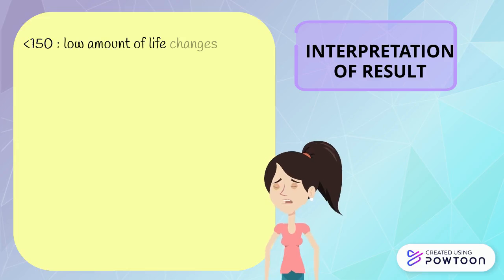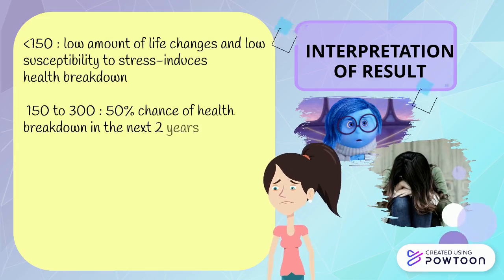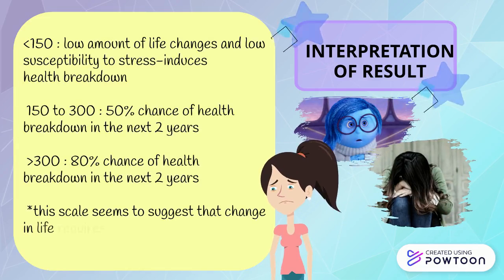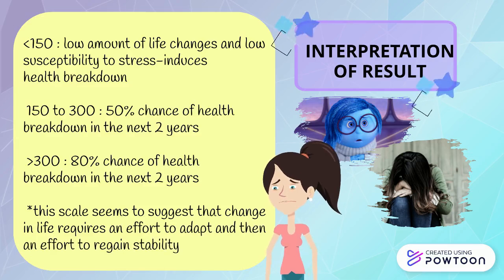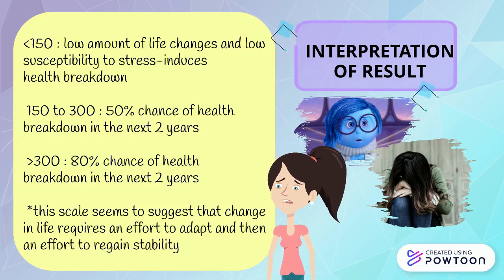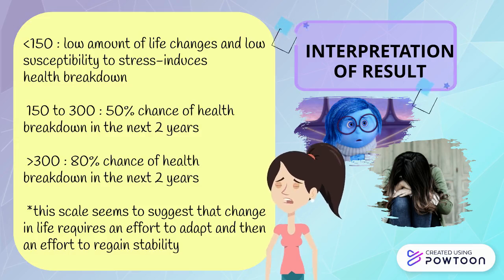Interpretation of result. If the score is below 150, there is a low amount of life changes and low susceptibility to stress-induced heart breakdown. If the score is between 150 and 300, the chance of heart breakdown in the next 2 years is 50%. If the score is higher than 300, the chance of heart breakdown in the next 2 years is 80%.